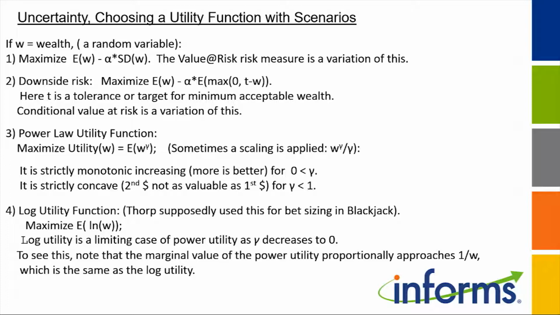So supposedly Ed Thorp, when he did his gambling, beat the dealer in Las Vegas, effectively was using a log utility function because the decision he had to make in playing blackjack is bet sizing. Of how big a bet should I make on this particular play based on one, what my wealth is, and two, what I think is the probability that this thing is going to pay off. So he adjusts his probability that it pays off based on card counting and what he thinks is going to come up in the draw. And so a log utility is what he used there.